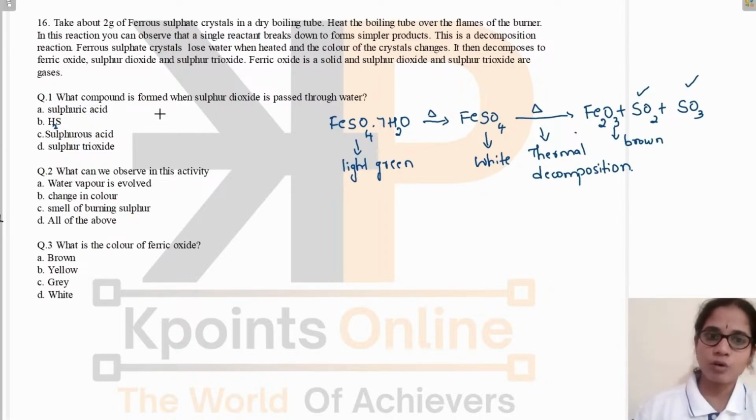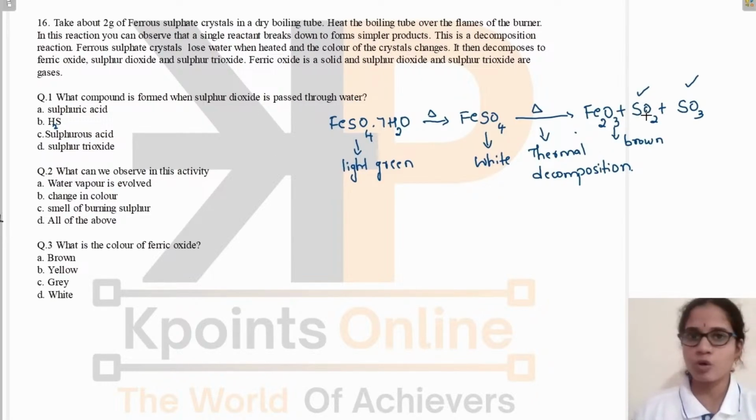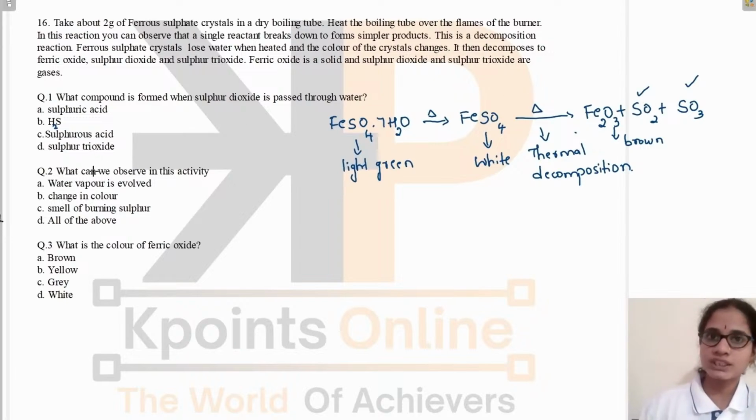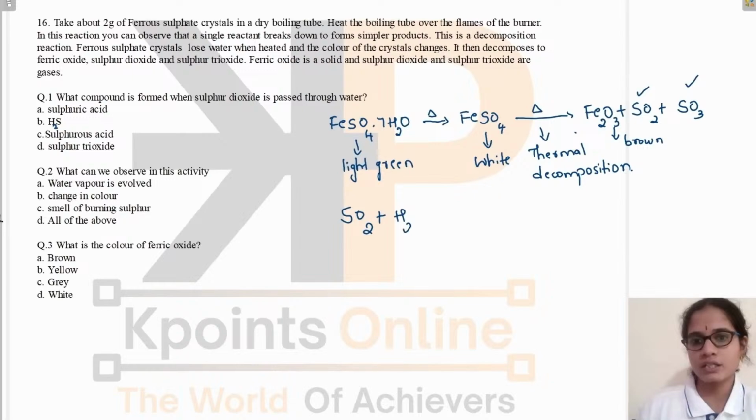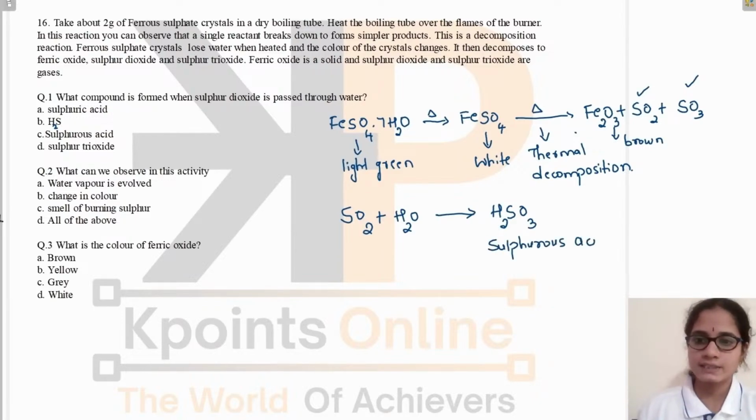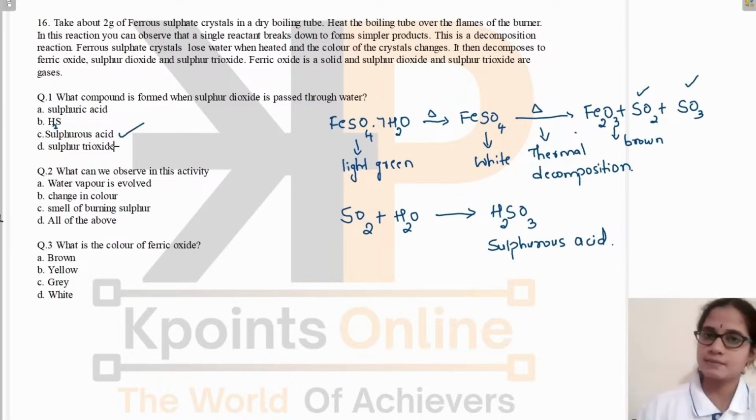What compound is formed when sulfur dioxide is passed through water? Here we know that sulfur dioxide is formed in this reaction. The question is, when this sulfur dioxide is passed through water, what is the product formed? Understand the question? We get H2SO3, that is sulfurous acid. This is sulfurous acid. Okay, you have to mark this.